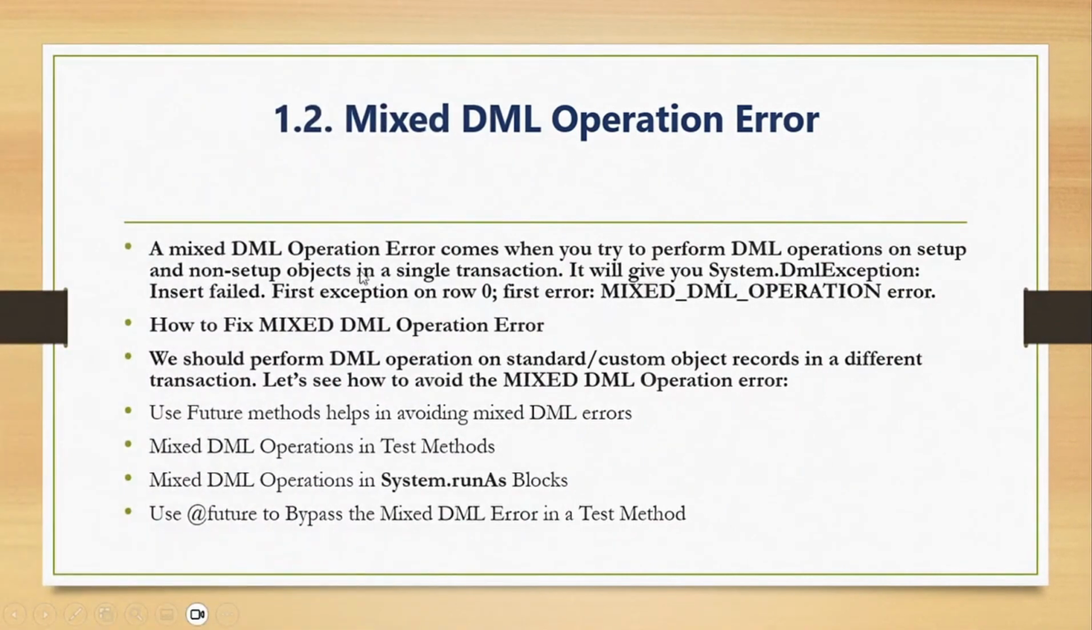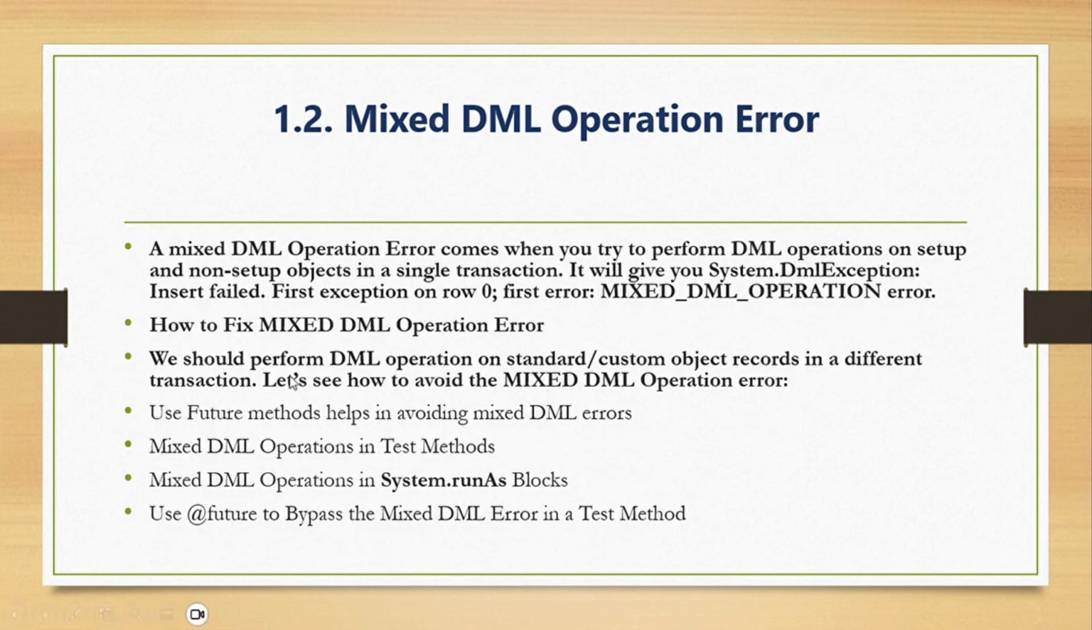Mixed DML operation error. A mixed DML operation error comes when you try to perform DML operations on setup and non-setup objects in a single transaction. It will give you System.DmlException: insert failed. First exception on row 0, first error: mixed DML operation error. How to fix the mixed DML operation error? We should perform DML operations on standard and custom object records in a different transaction. So let's see how to avoid the mixed DML operation error.